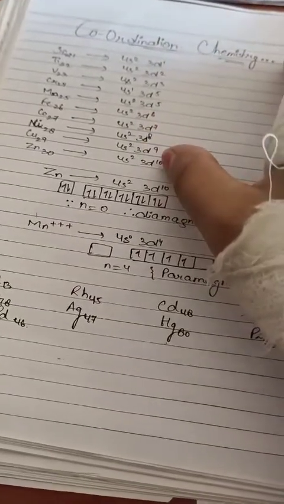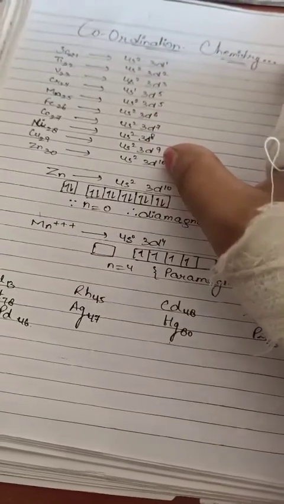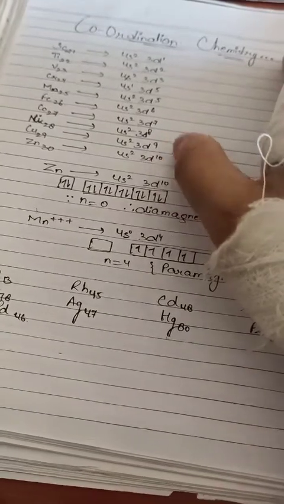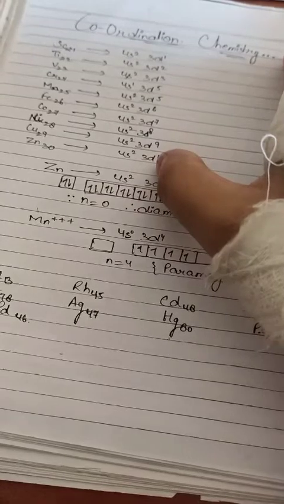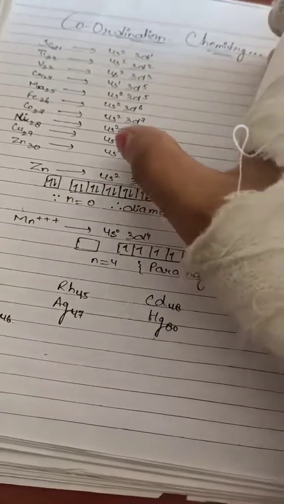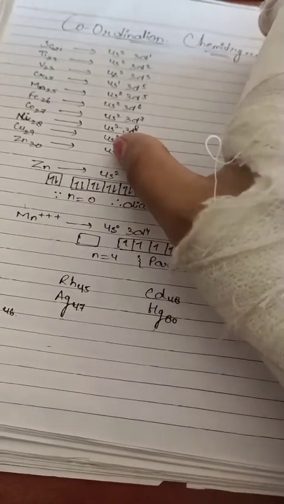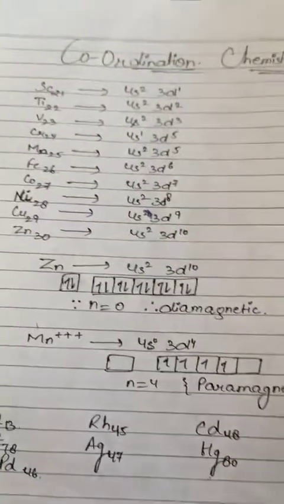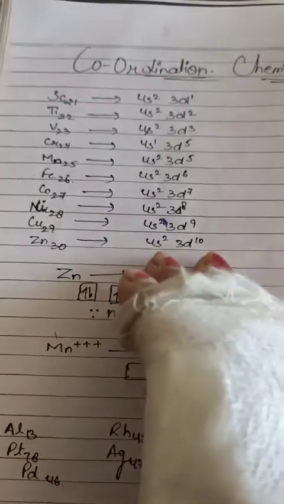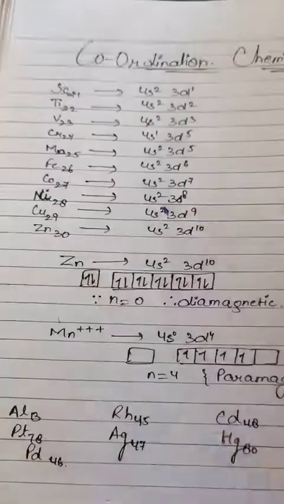Two are the exceptional cases, Cu and Cr. Copper would be 4s2 3d9, and the next one 4s2 3d10. Now listen here: for copper we are not using 4s2, we are using 4s1. So here you can see I have given 4s1 and 3d9. For atomic number 30 we say 4s2 and 3d10.